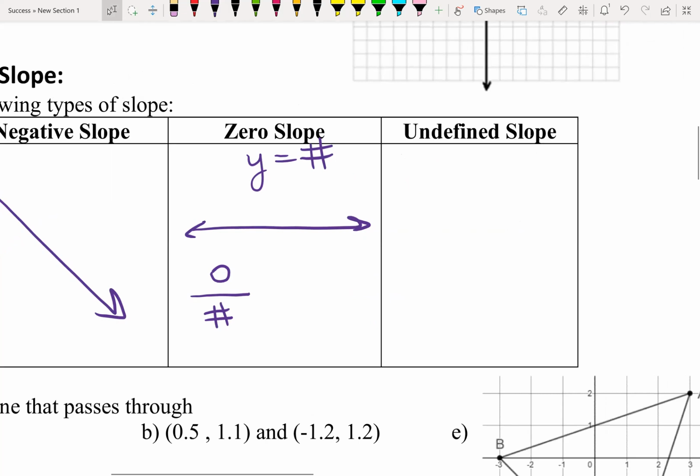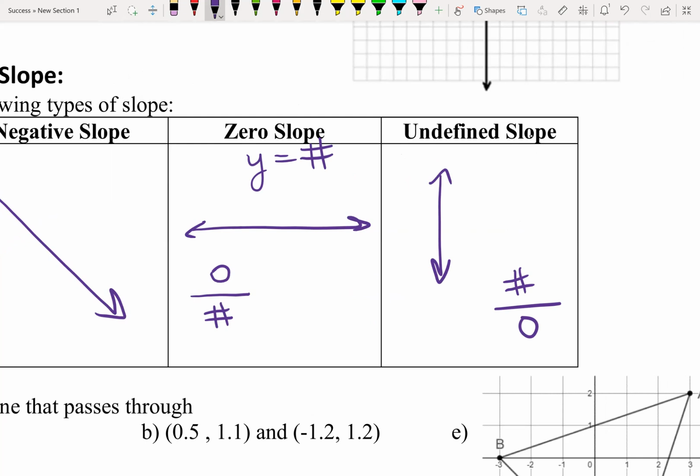Last one we have is an undefined slope, which is going to look like a straight up and down line. That's where we have a number on top and a 0 on the bottom. If you try to type that into your calculator, any number divided by 0, it'll give you a divide by 0 error.